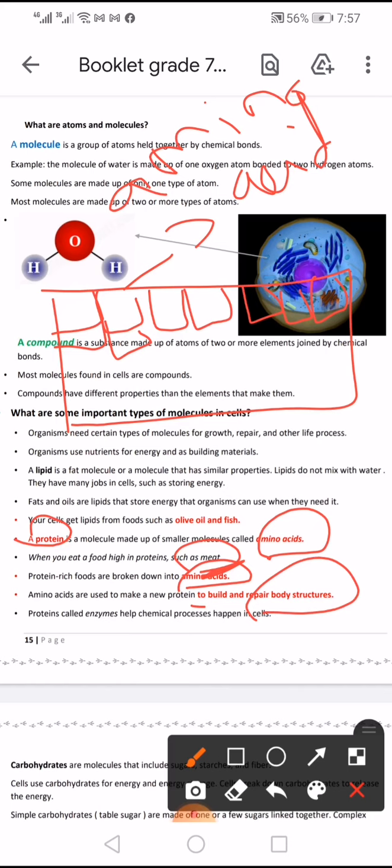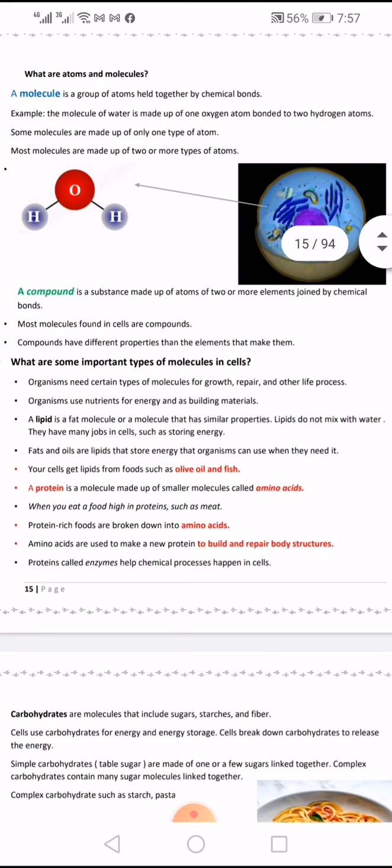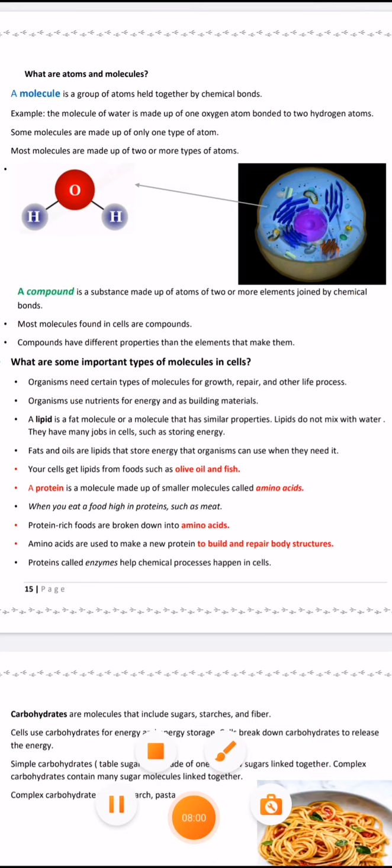If you have an injury in your skin or in your leg, what happens? Your body uses this protein to repair or to build your body structure, or to repair this injury. So if you have an injury, let's imagine this is an injury in your skin. What happens? Your body takes this protein to build or repair this injury. Proteins called enzymes help chemical processes happen in cells.